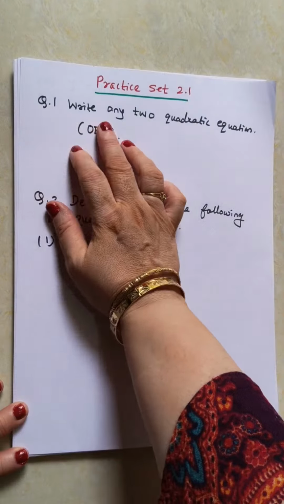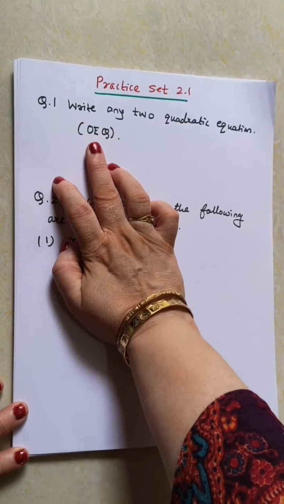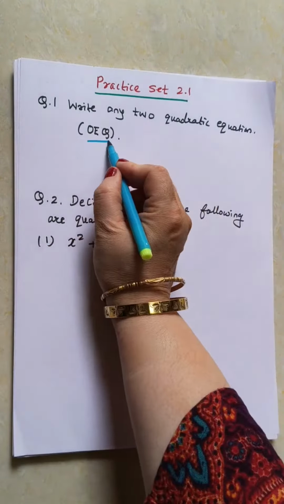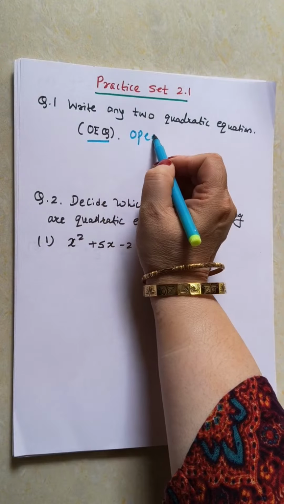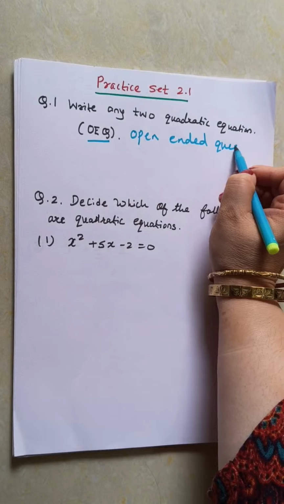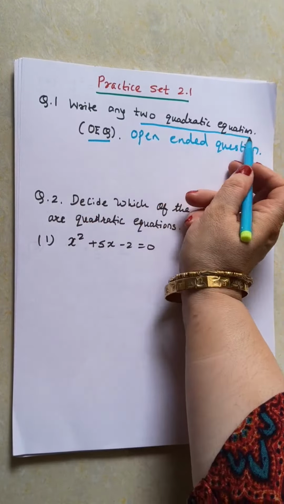See, write any two quadratic equations. This is called an OEQ question. What is the meaning of OEQ? Open-ended question. What is the meaning of open-ended? We have to write two quadratic equations.